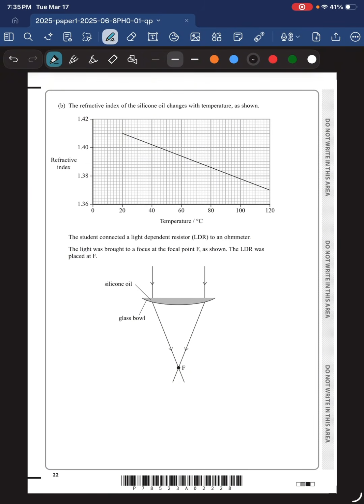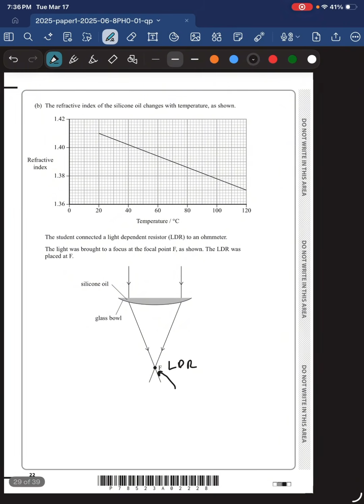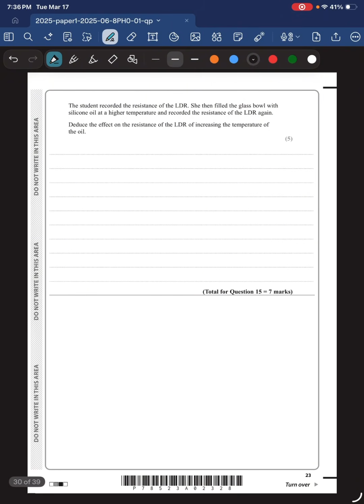All right, B: the refractive index of the silicone oil changes with temperature as shown. So it decreases pretty much. The student connected a light-dependent resistor, LDR, to an ohm meter. The light was brought to a focus at the focal point F as shown. The LDR was placed at F. So we have an LDR there. The student recorded the resistance of the LDR.